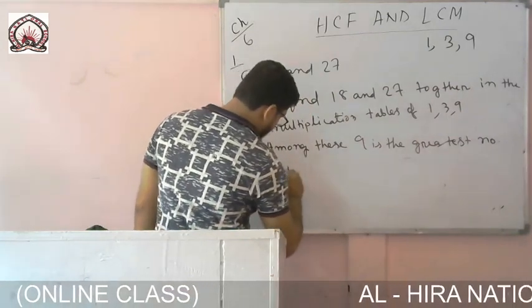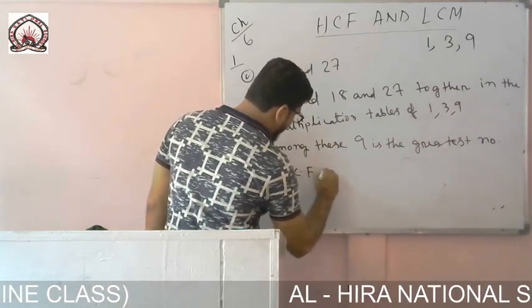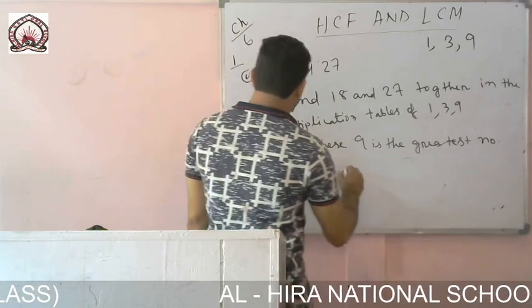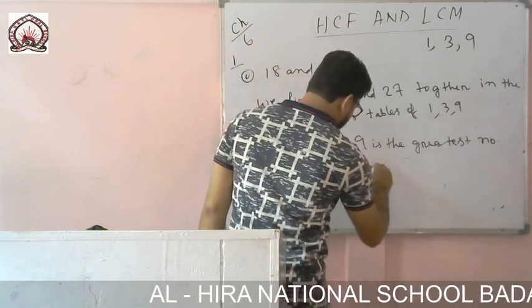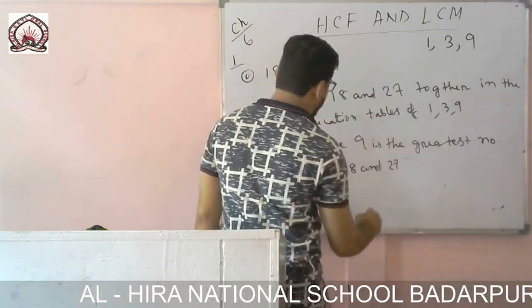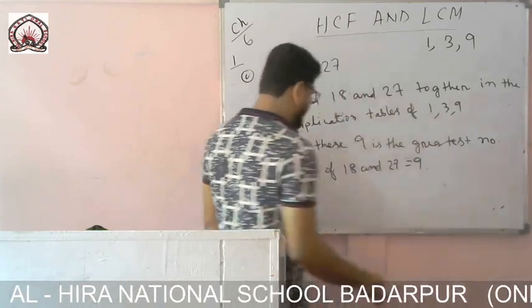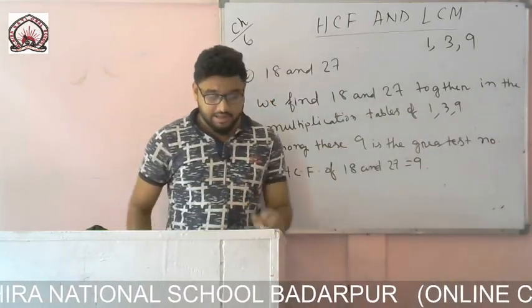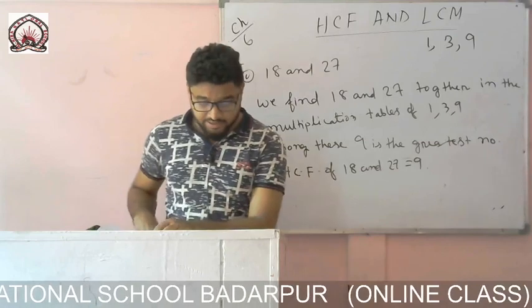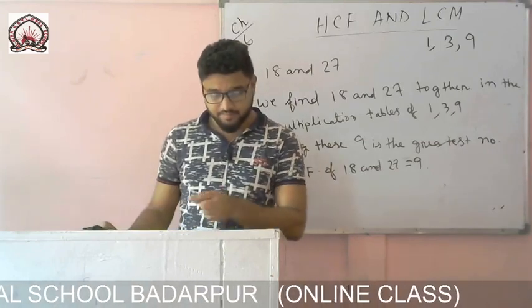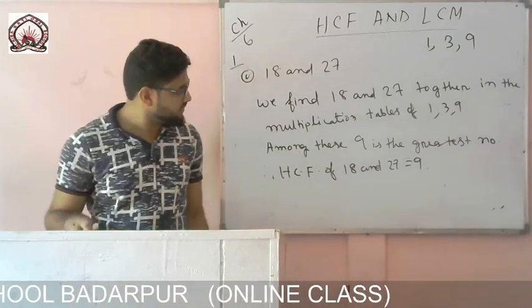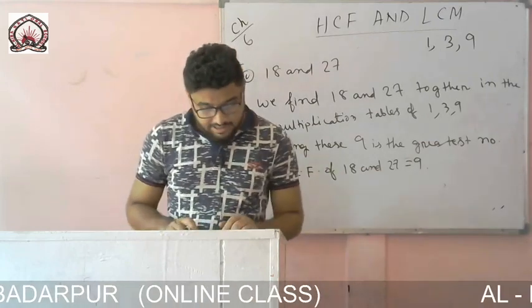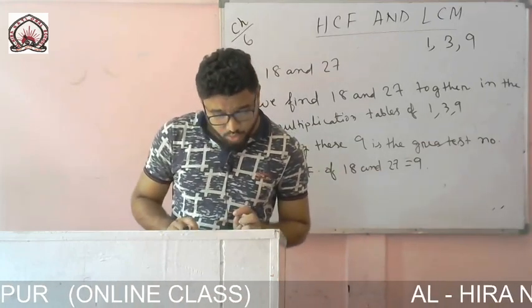Therefore, HCF of 18 and 27 equals 9. Okay. Now come to question number 2.